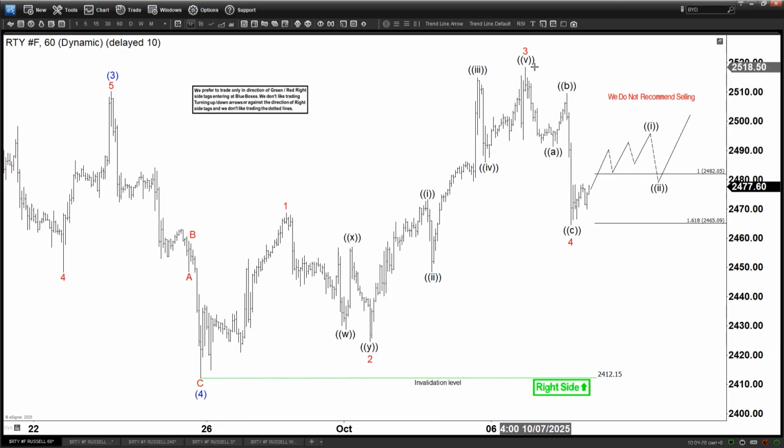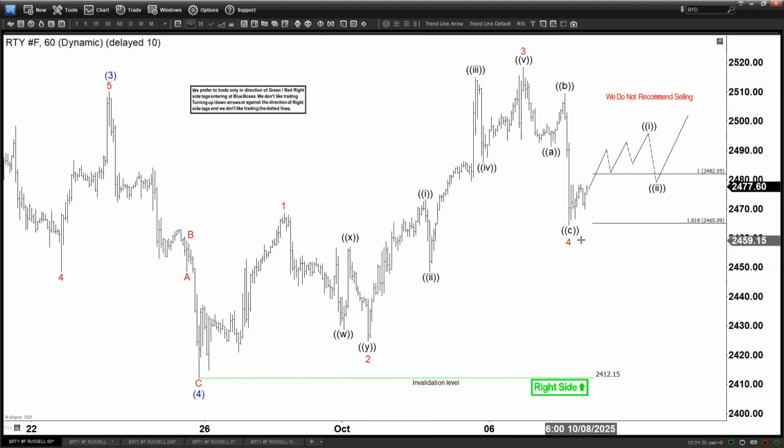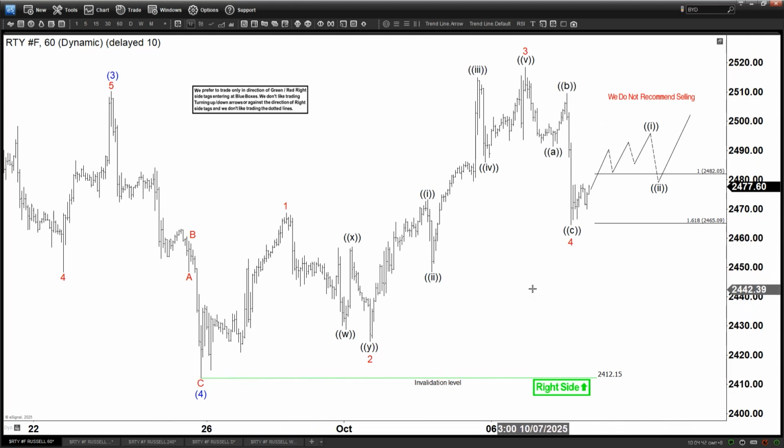Okay, so we got a 3 swings pullback so far, and as long as we don't drop again and develop into 5 waves, then again we still continue to favor the upside to finish a 5 waves up from this low over here. Okay, now let's zoom out and give you some ideas about alternates.